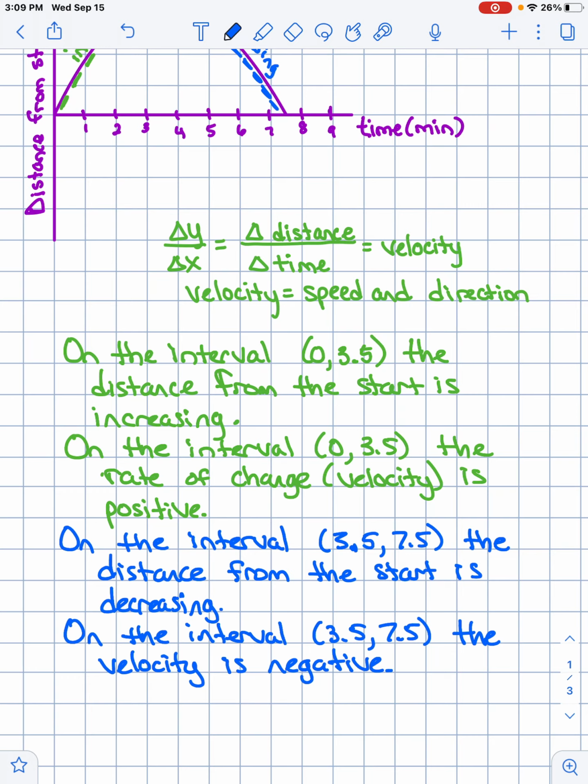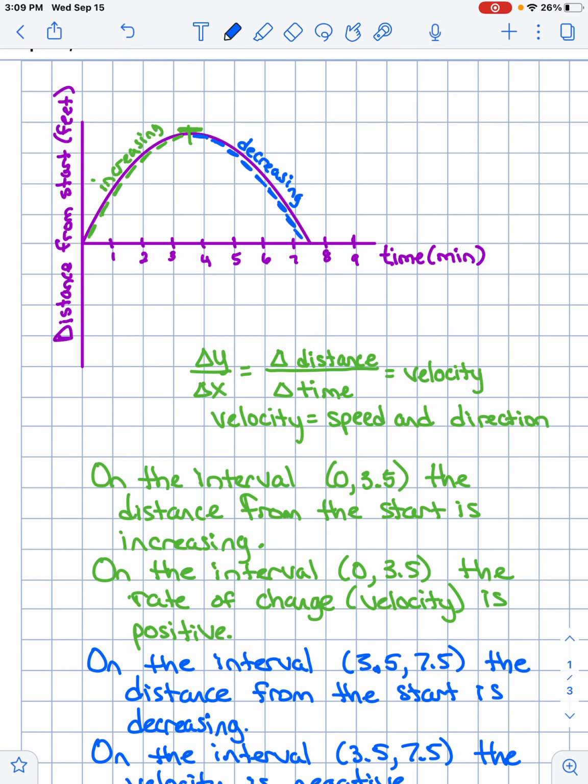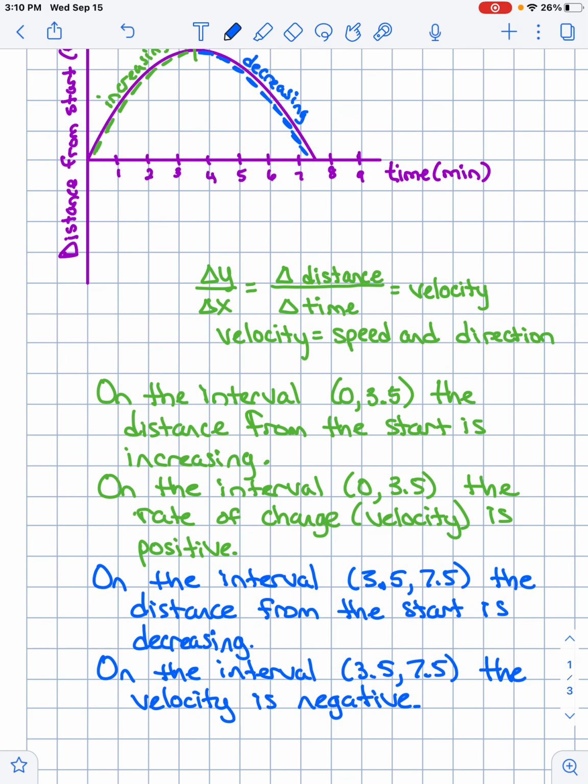So we can see that not only speed but direction. So when the velocity was positive, or when the distance was increasing, we were moving away from the starting point. So the positive velocity tells us we were moving away from the starting point. And then from 3.5 to 7.5, the distance started to decrease. And the velocity, or the rate of change, was negative because we were heading back toward the starting point.